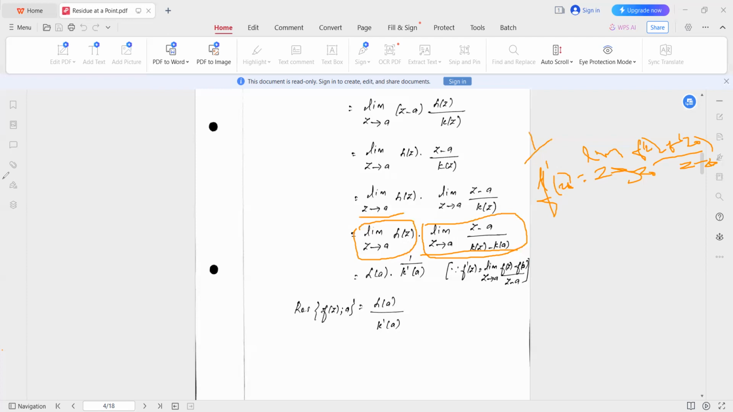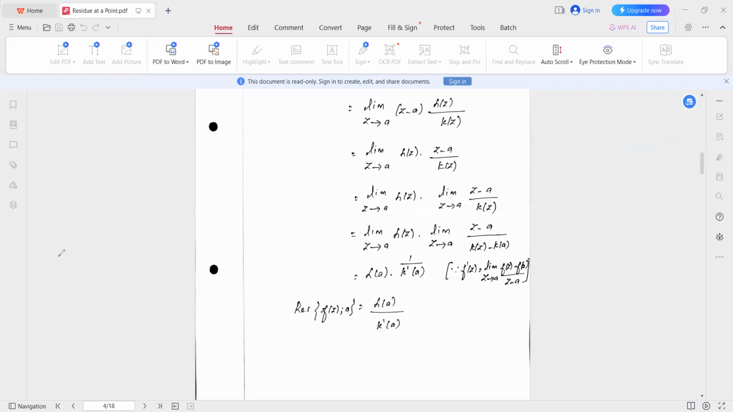So if the function f of z is of the form h of z by k of z, and h of z and k of z are analytic at a, and h of a is not equal to 0 and k of a is equal to 0, then the residue of f of z at the point a is h of a by k dash of a. So this is another formula if a is a simple pole.